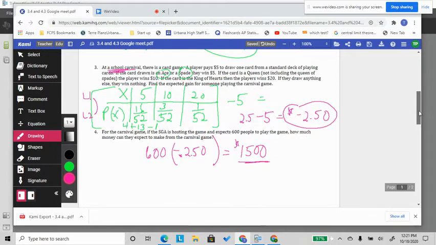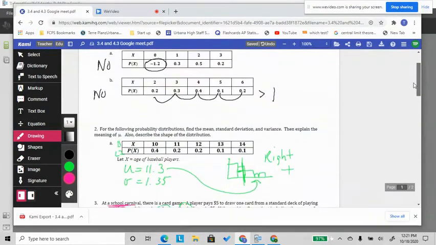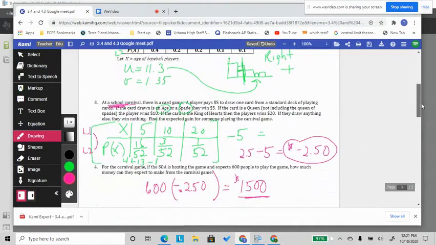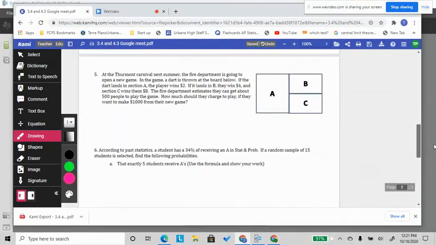Okay, so there's our first section. Probability distribution, mean, standard deviation, gaming question. Let's do another gaming one because those are the harder ones. At the Thermont Carnival, we have payouts of $2, $4, and $8. And the question is, how much should they charge to play if they want to make $1,000 from their game?